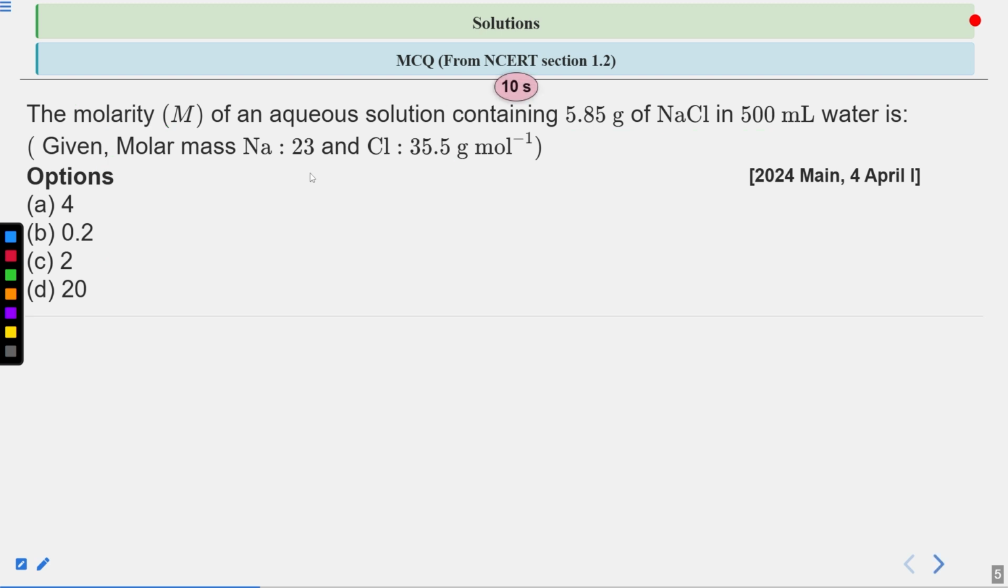Okay, so you have some time. Go through this, solve it, and then we will see what the correct answer is.